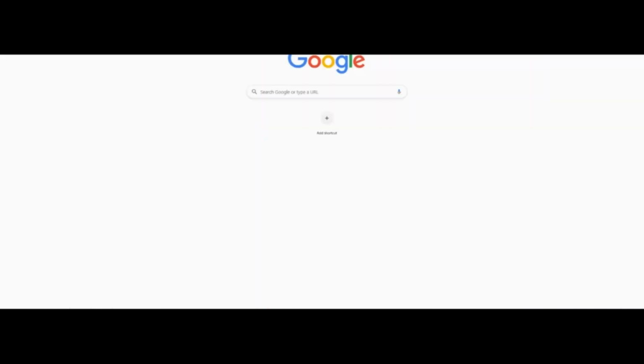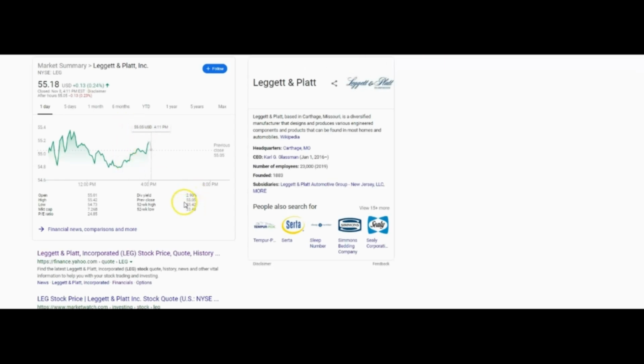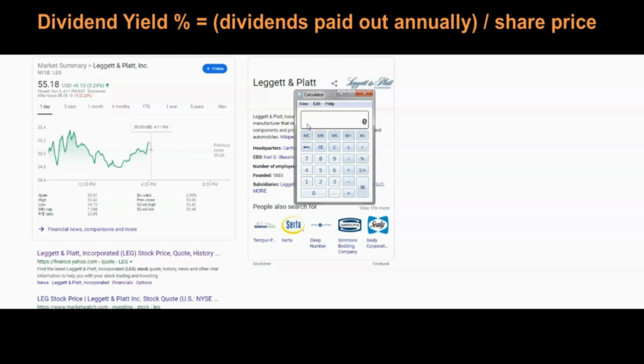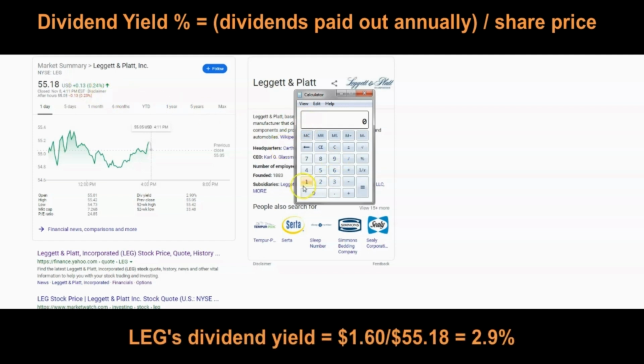If you go to Google and look up Legg's ticker, you see it as a 2.9%. Where that comes from is the amount it pays out in dividends per year, which we saw is $1.60, divided by the share price. So $1.60 divided by 55.18, and times 100 to get it in percentage format. So 2.899, or 2.9%. So that's how the dividend yield is created.